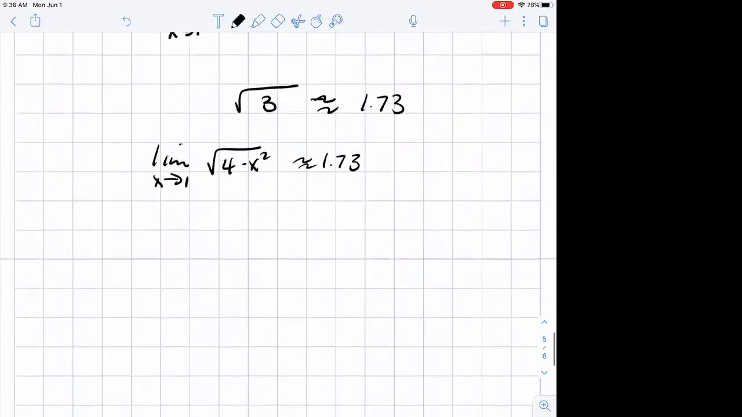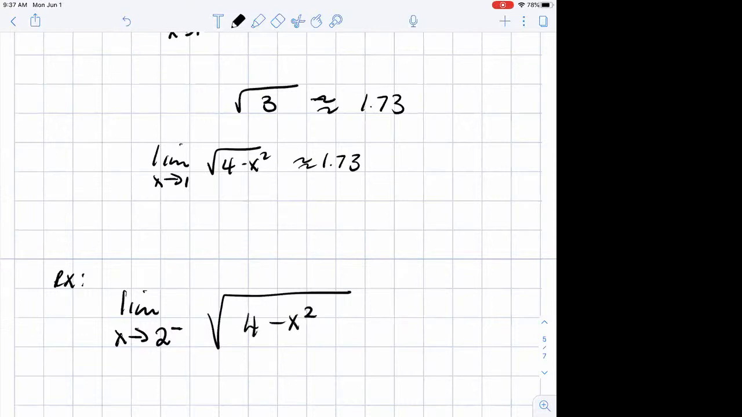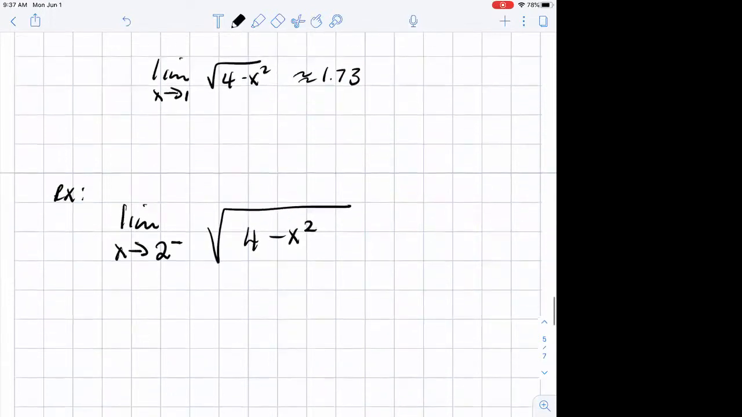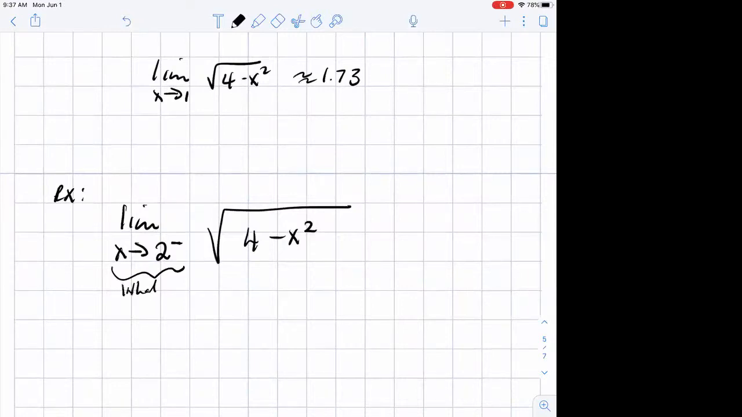Now, suppose I ask you, what is the limit? A different example now. What is the limit as x approaches 2 from the left side of the square root of 4 minus x squared? Well, what does this really mean?